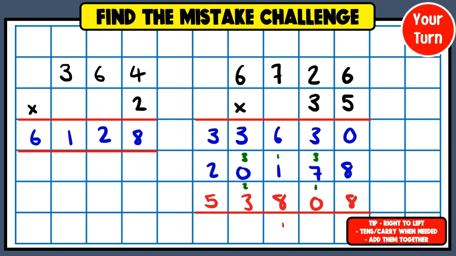Okay, how did you get on then? Let's have a look. So 364 times 2. Nice and easy. It's our 2 times table. 2 times 4 is 8. That seems to be correct so far. 2 times 6 is 12. I put my 2 there.